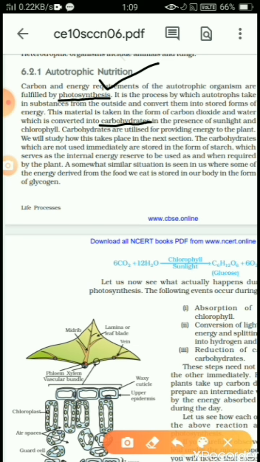Carbohydrate is glucose. Carbohydrates which are not used immediately can be stored in the form of starch as a reserve for future use when required by the plants, as it is done in human beings. Sometimes the energy derived from the food we eat is stored in the body in the form of glycogen.